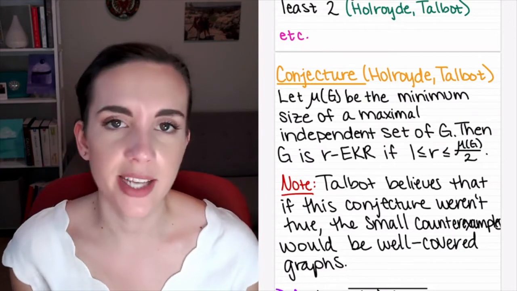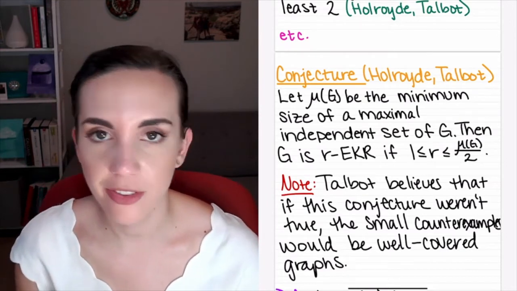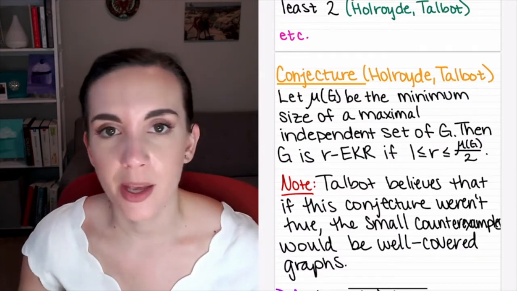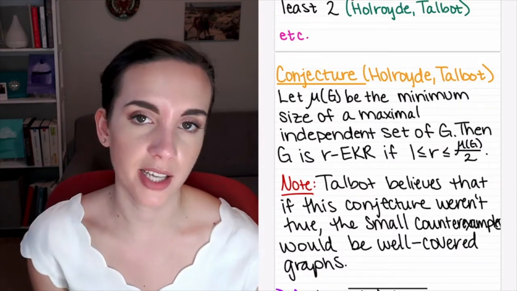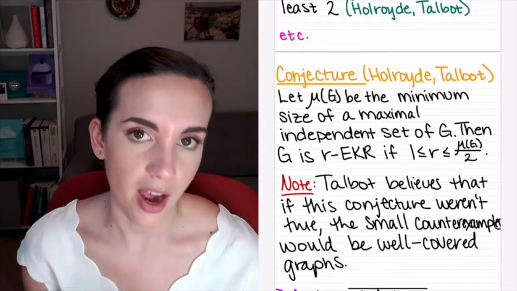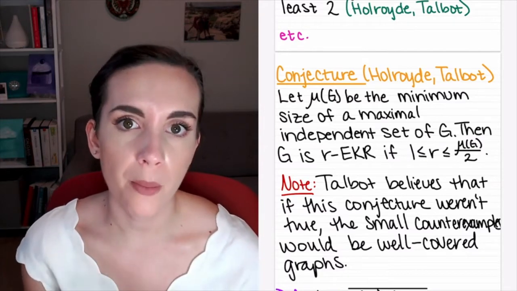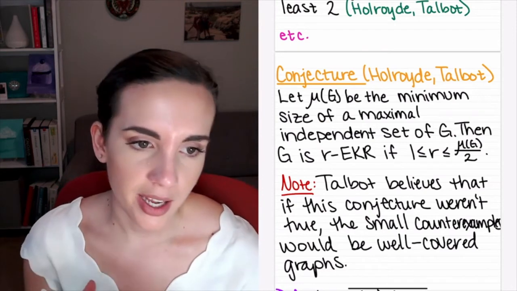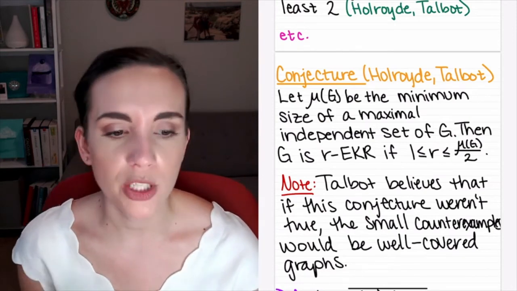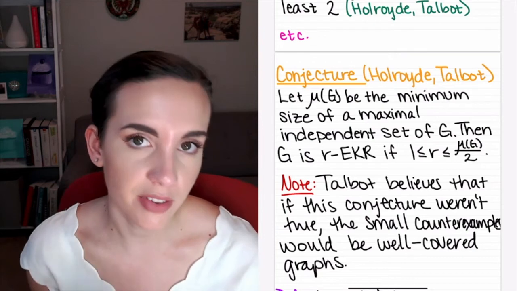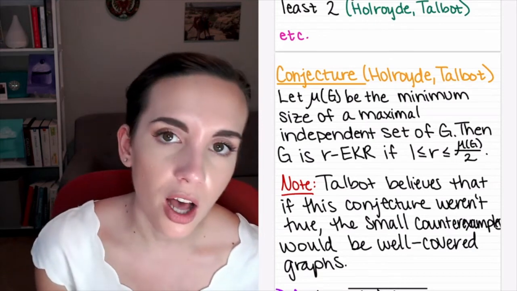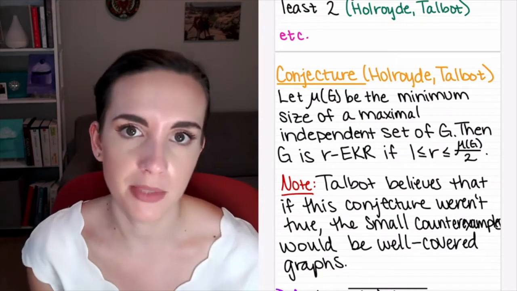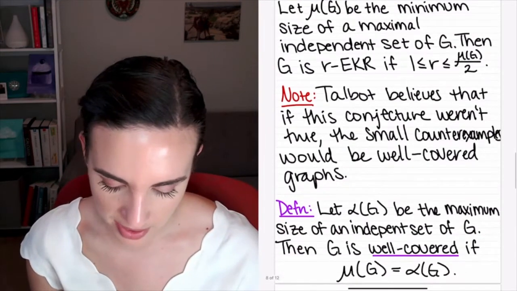So what is a well-covered graph? The general idea of a well-covered graph is that the maximal independent sets of the graph are also maximum in size. So if we had a number which was the maximum size of an independent set, then all of the maximal independent sets would have that maximum size. And so that's exactly what the definition states.